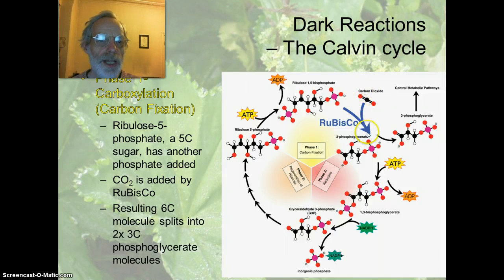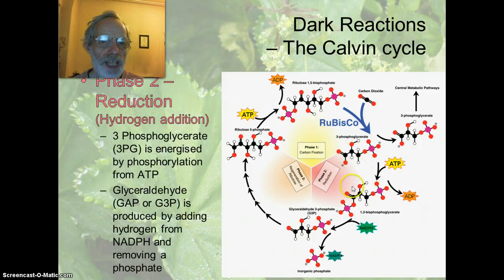Then a carbon dioxide is added by an enzyme called ribulose bisphosphate carboxylase, otherwise known as Rubisco. This results in a 6-carbon molecule, which has a brief life before it splits into 2 3-carbon molecules, 3-phosphoglycerate. In phase 2, reduction happens. Reduction is opposite of oxidation, and in this case it means the addition of hydrogen.